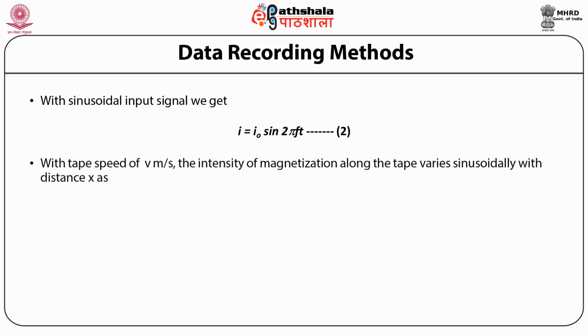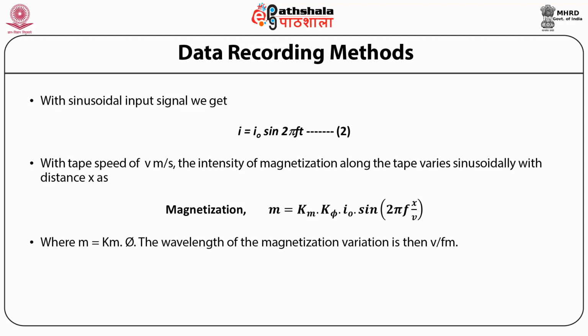And with a tape speed of V meters per second, the intensity of magnetization along the tape varies sinusoidally with distance x, as magnetization is given by m equals km times k phi times I naught times sine 2 pi f x over v, where m equals km times phi.